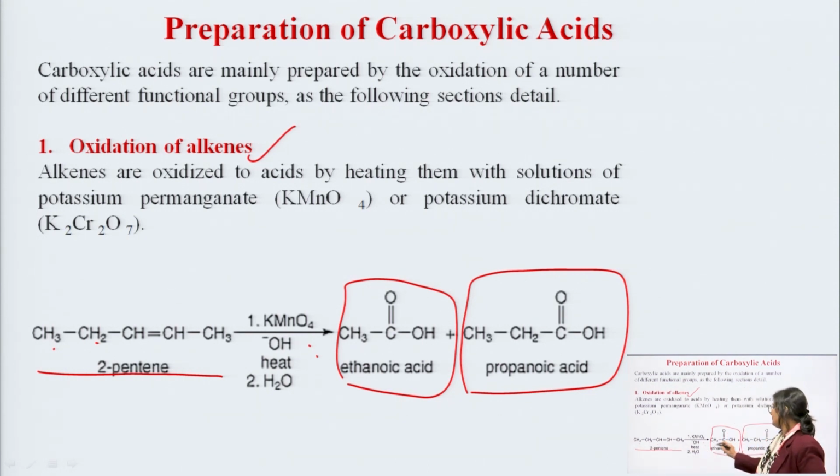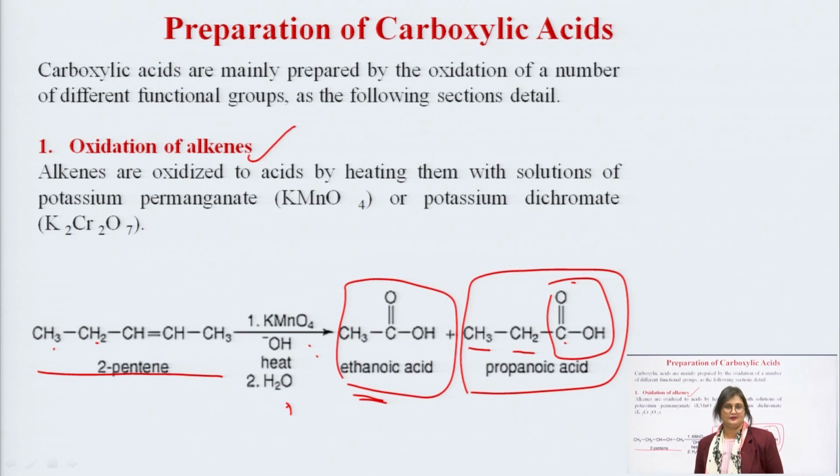CH3COOH, which is ethanoic acid, and CH3CH2COOH, which is propanoic acid. So, when an alkene like pentene undergoes oxidation in the presence of oxidizing agents such as potassium permanganate and potassium dichromate, a mixture of carboxylic acids is derived, which is ethanoic acid and propanoic acid.